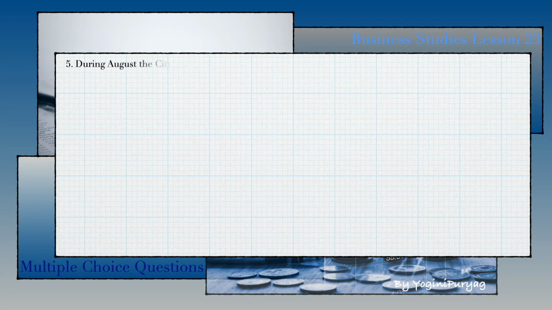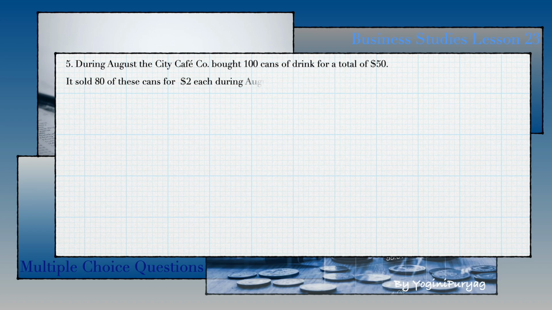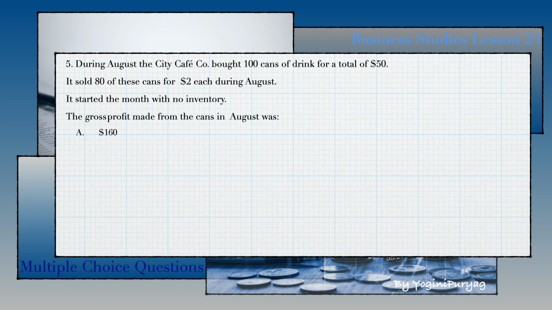During August, the City Cafe Company bought 100 cans of drink for a total of $50. It sold 80 of these cans for $2 each during August. It started the month with no inventory. The gross profit made from the cans in August was $160, $150, $110, $120.